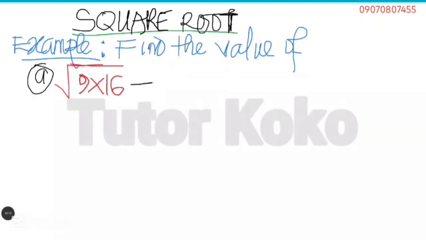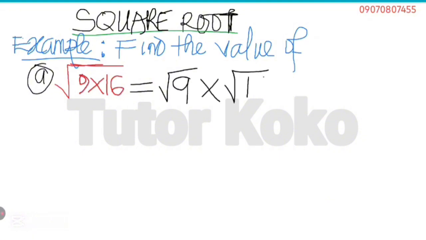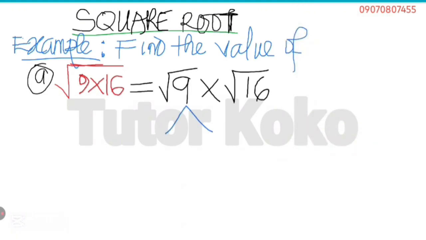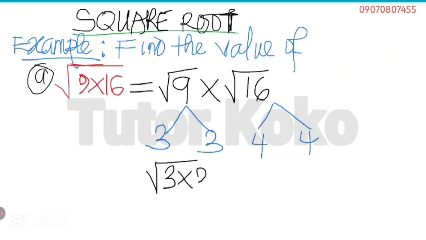All right, so like I said, you're going to split into two. That is the square root of 9 times the square root of 16. Now what are the two numbers that I'm going to multiply that will give me 9? That is 3 and 3. What about 16? That's 4 and 4. So you say the square root of 9 is equal to the square root of 3 times 3, then everything times the square root of 4 times 4. And I told you that you're going to pick just one.